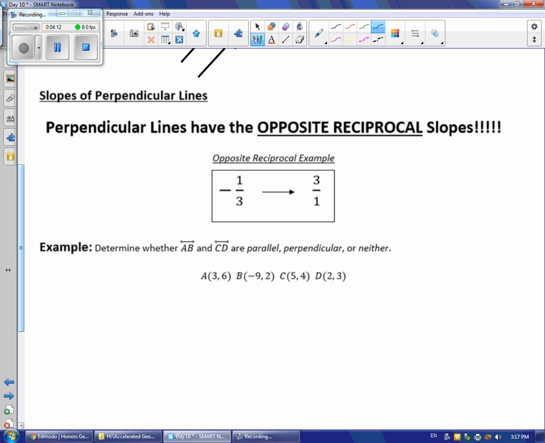Equal slopes. Now, perpendicular lines have opposite reciprocal slopes. So opposite meaning opposite signs. Reciprocal, you flip the fraction. So for example, if the slope of one line was -1 over 3, the slope of the line perpendicular to that line will be positive 3 over 1.